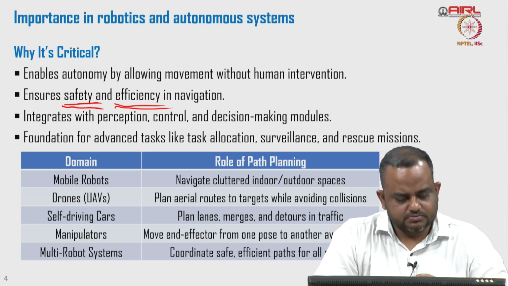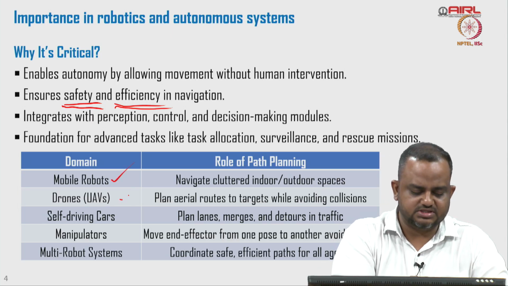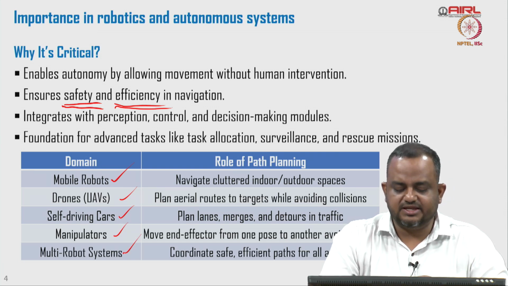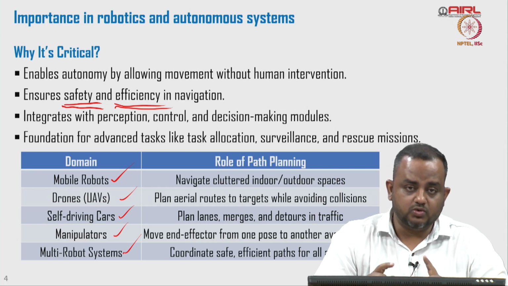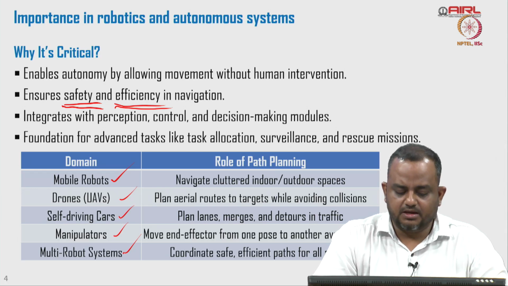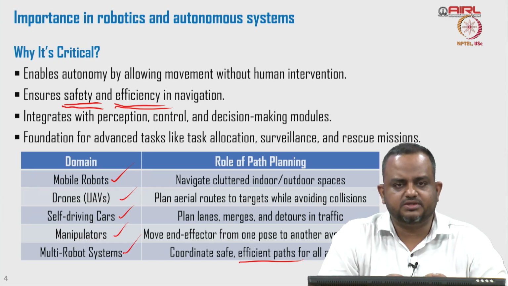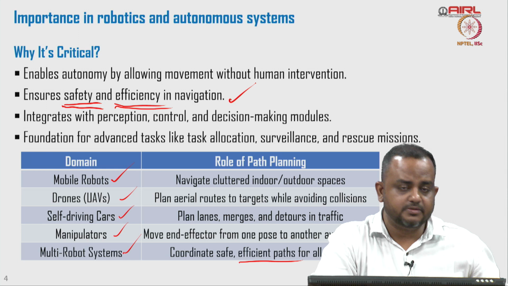Okay. So, we see that there are certain domains like mobile robots, drones, self driving cars, manipulators, multi robot systems, which are the autonomous systems for which path planning is very important to navigate in cluttered environments, to maintain safety, to avoid obstacles, to plan trajectories, to track the planned trajectories, to move from one pose to another, and to have efficient smooth paths from one point to another. So, all the aspects I am talking about depend on efficient path planning, so that it gives safety and efficiency to the drone.